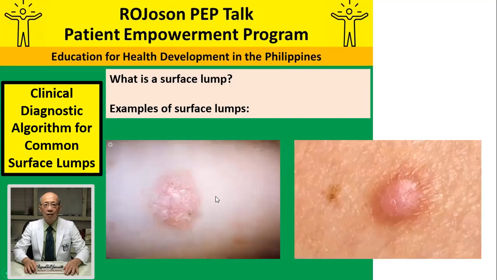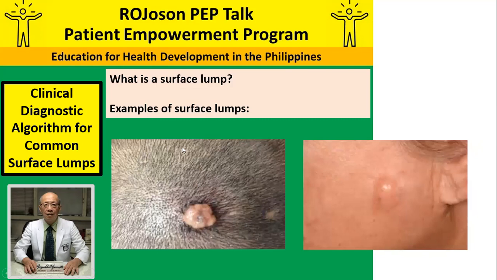Examples of surface lumps. So ito, sa balat ito, skin. Ito, medyo malalim, no? Pero mukhang na-involve na yung balat, pero mas malalim yung bukol. So we call that soft tissue. Pag meron ka ng break in the skin, now most likely it's a skin lump. Pero kung buo pa yung balat, pero may bukol sa ilalim ng balat, we call that soft tissue lump.